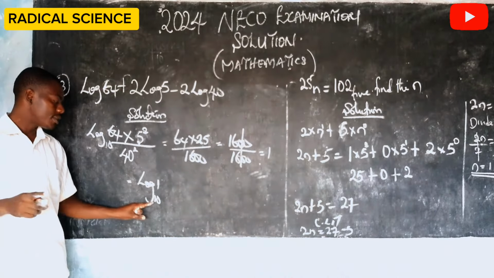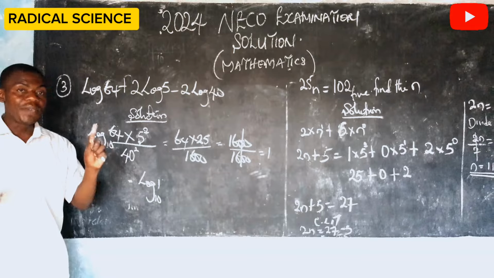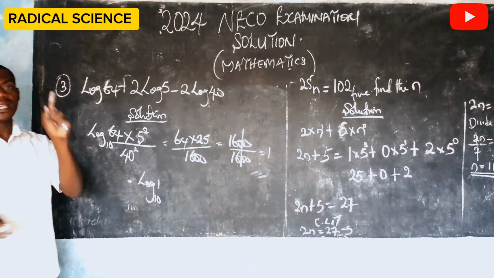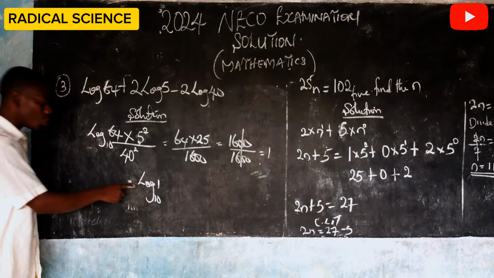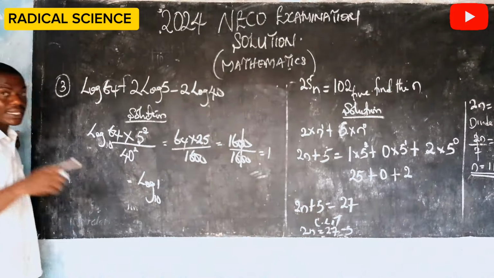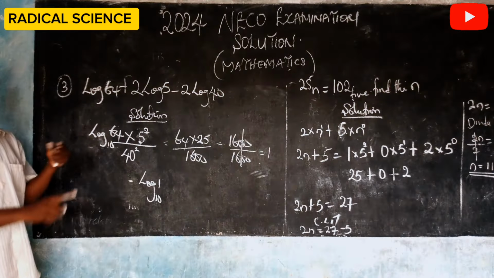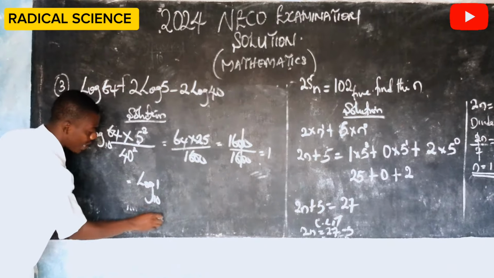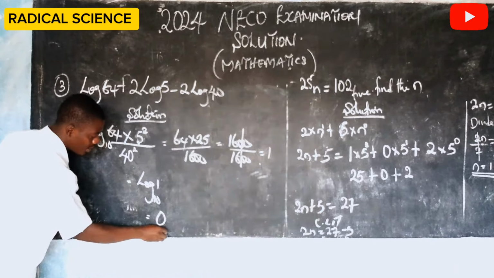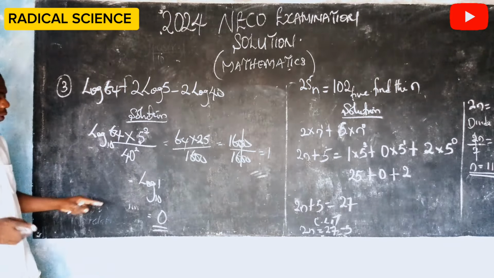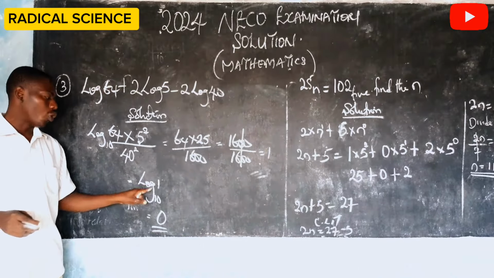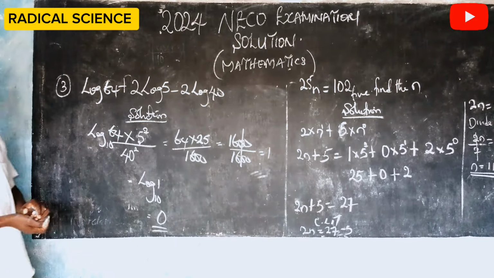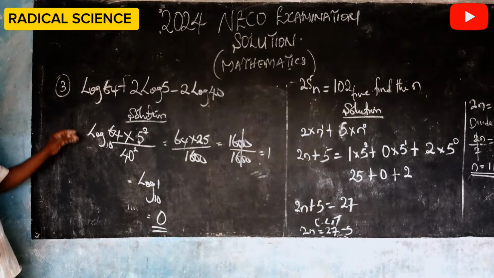Remember very well that log of the same base, that this thing being 10, log 10 base 10, our answer would have been 1. But this is log 1 base 10. Log of 1 to any base is, our answer is equals to what? 0. That's the law of log. Log of 1 is equal to what? 0. Therefore, let's repeat what we started.